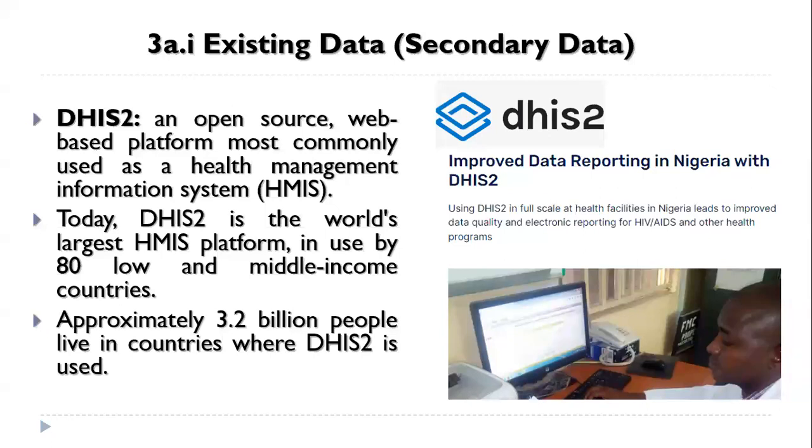DHIS2 is found in 80 low and middle income countries, including Nigeria, and 3.2 billion people live in countries where this tool is used. So it's a huge, huge database, all right? And it's been helping to improve data reporting in Nigeria.